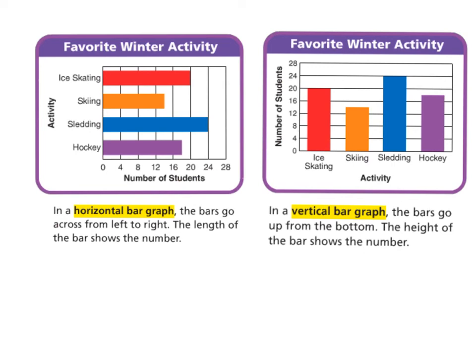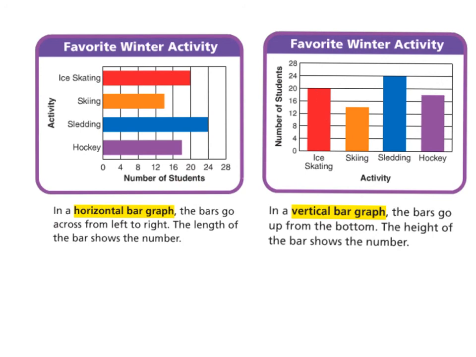So how are these 2 bar graphs alike? Well, they're alike because the graphs show the same data. How are they different? Well, the bars on the horizontal graph go across from left to right. And the bars on the vertical graph go up from the bottom.